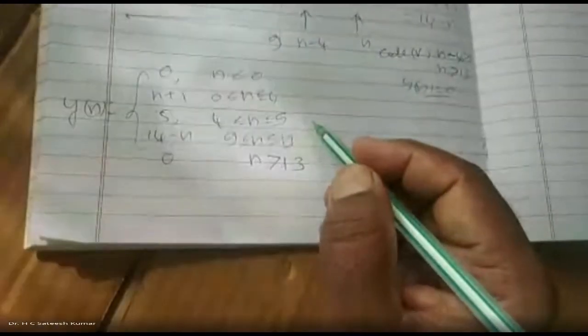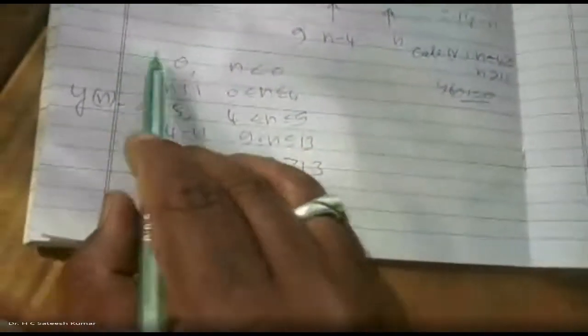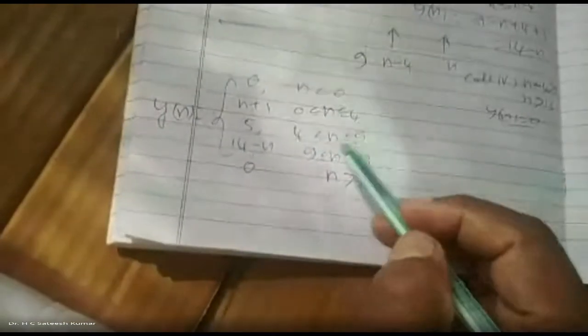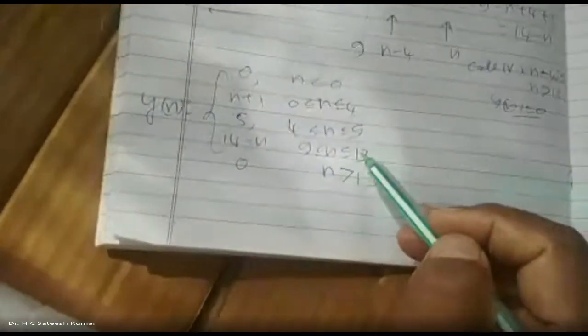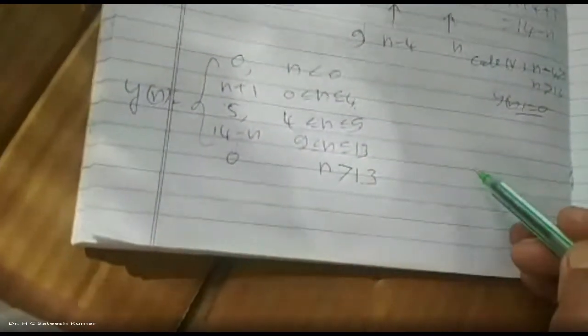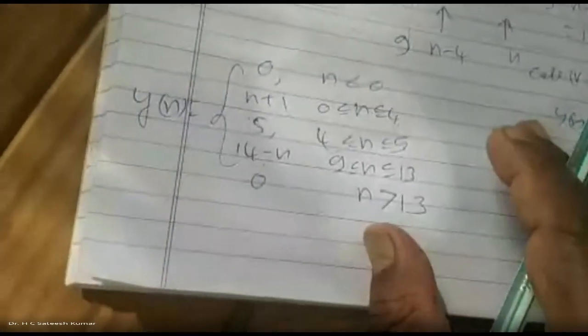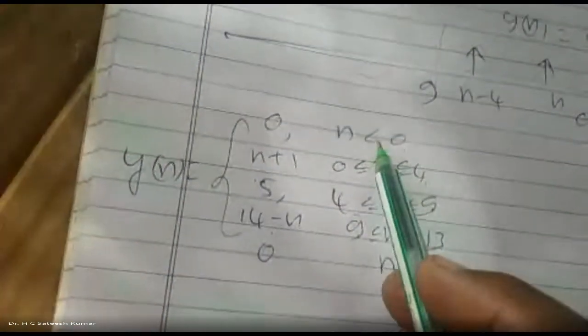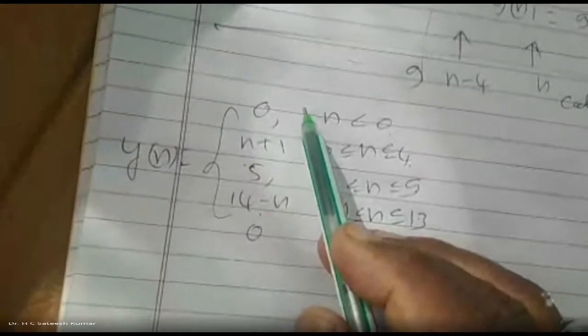Okay. Verify the cases first. Minus infinity to 0, 0 to 4, 4 to 9, 9 to 13, 13 to infinity. So all of them are covered. Now n less than 0: as long as n is before this 0, what will happen? No overlapping. Therefore, the answer is 0. When n is equal to 0, one element is 1 into 1, you will get the answer as 1.